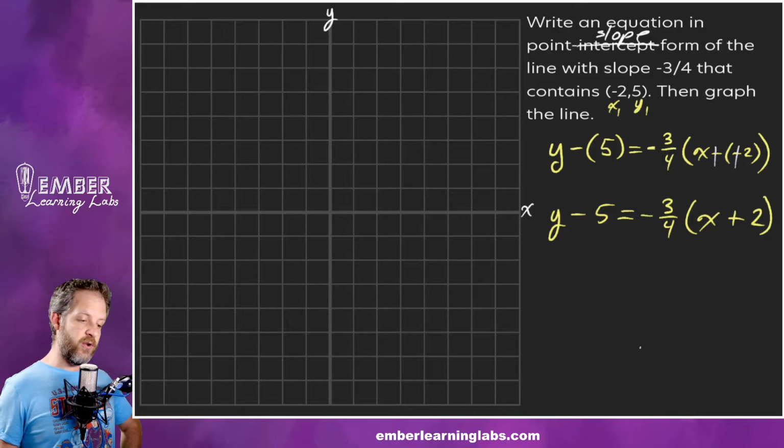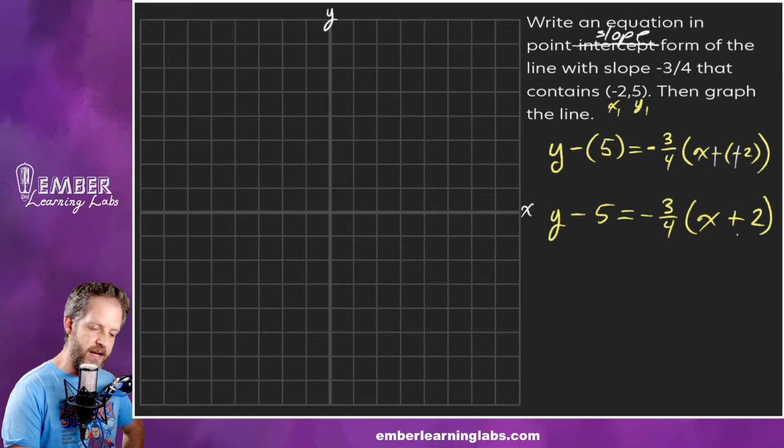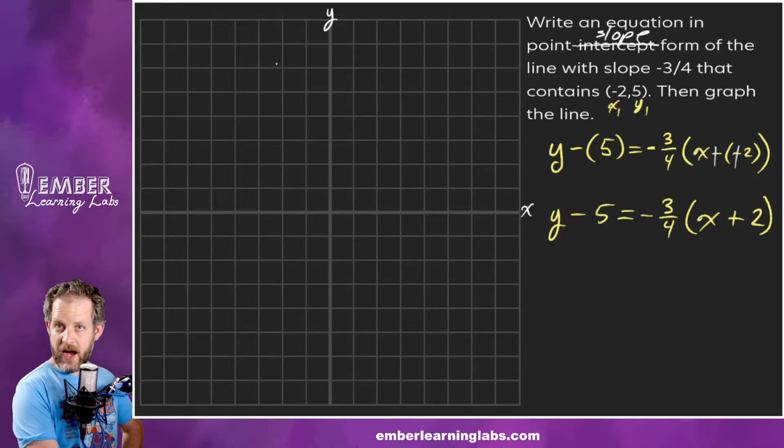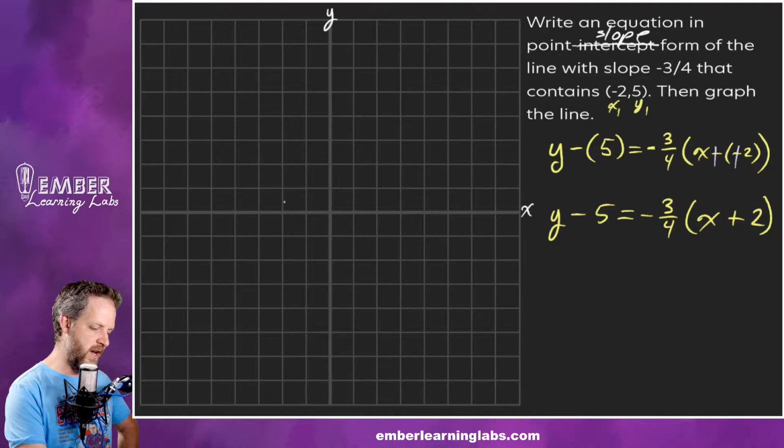So what we need to do in order to graph this is we're going to need to plot this point. So we're going to plot it, and you notice the signs are backwards. So we're going to go negative 2 and up 5 to start this. So negative 2, up 1, 2, 3, 4, 5. That's going to be our first point right there.